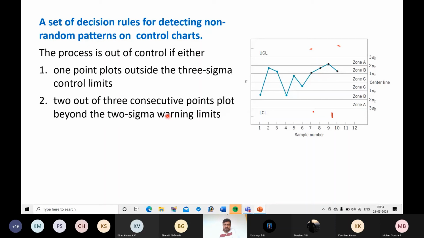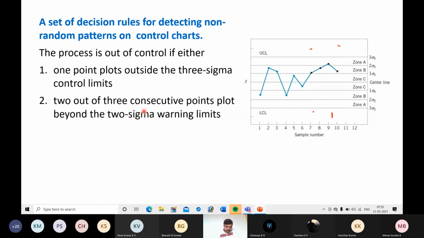Next, 2 out of 3 consecutive points plot beyond the 2 sigma warning limit. We already discussed warning limits in the previous session. If 2 out of 3 consecutive points plot beyond the 2 sigma warning limit, we can consider the process out of control. This is the 2 sigma limit. Here we have only 1 point. If you consider these 3, only 1 out of 3 is beyond the 2 sigma warning limit, and on the downside none of the points is beyond the 2 sigma limit. So this rule is also not applicable for this control chart.